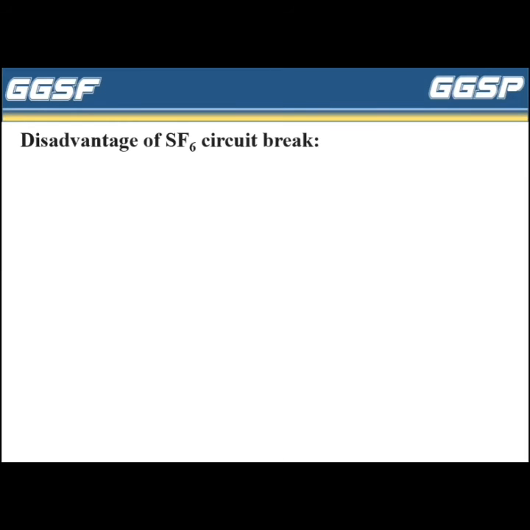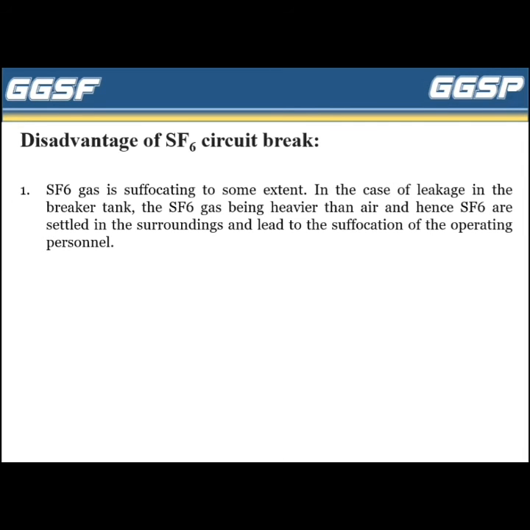Disadvantages of SF6 circuit breaker. SF6 gas is suffocating to some extent in case of leakage in the breaker tank. The SF6 gas being heavier than air, it settles in the surroundings and may lead to the suffocation of the operating personnel.